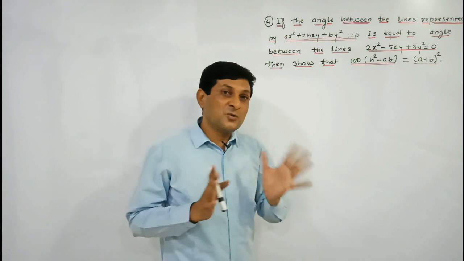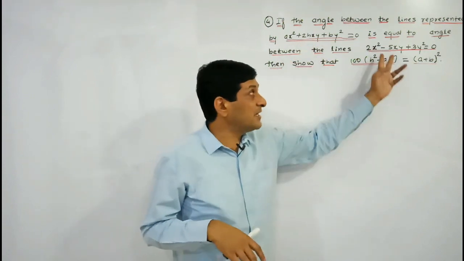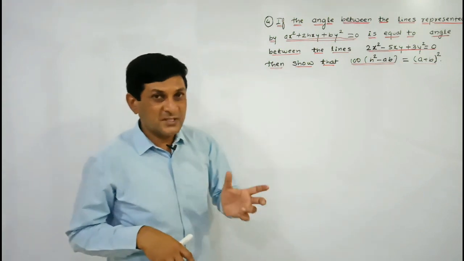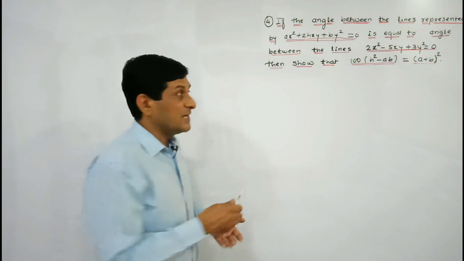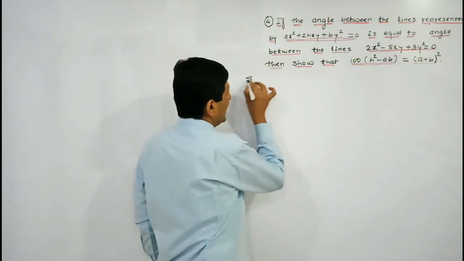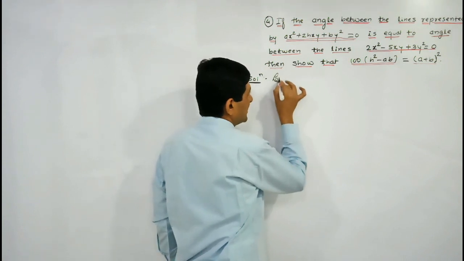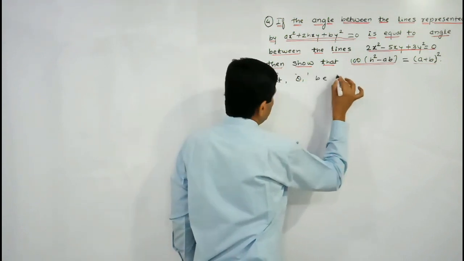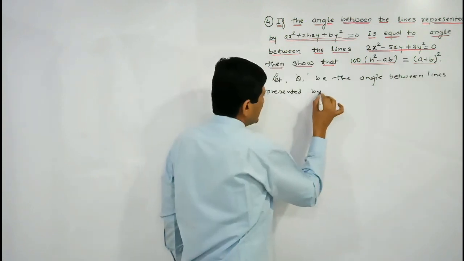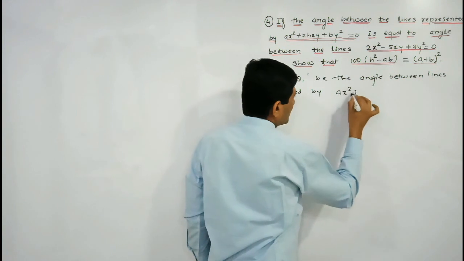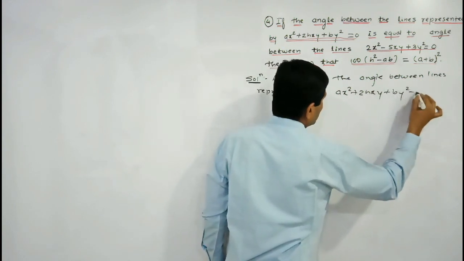First let us denote the angle between the lines represented by the first equation by theta 1 and the second equation by theta 2. Using this, we will try to find first the value of tan theta 1 and then tan theta 2. So first consider this equation and denote the angle between the lines represented by this equation by theta 1. So let theta 1 be the angle between the lines represented by ax square plus 2hxy plus by square is equal to 0.